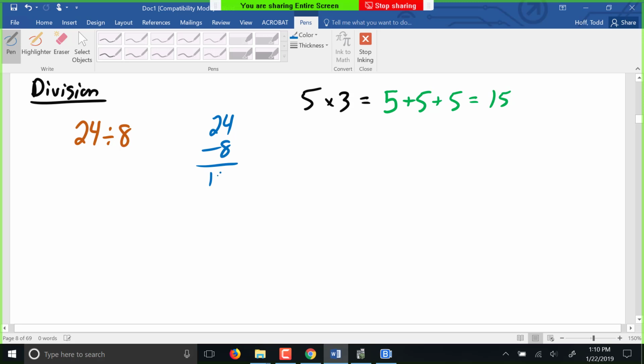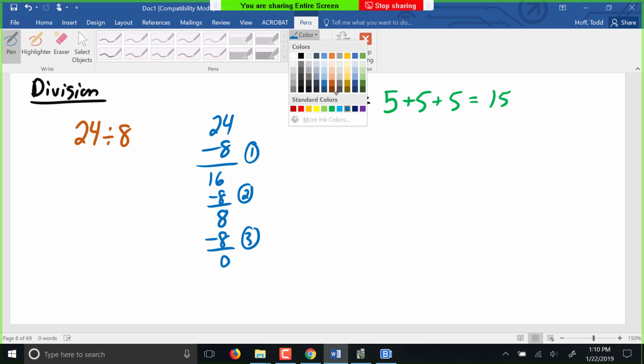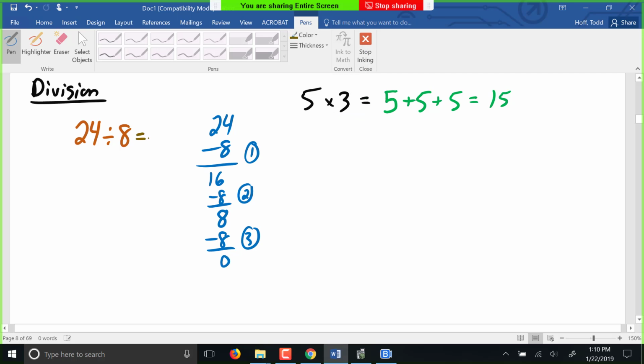24 minus 8, that's 16. I subtracted it once. Minus another 8 is 8. We subtracted it twice. Minus another 8, of course, is 0. We subtracted it 3 times. 24 divided by 8 is 3, because we can subtract 8 from 24 3 times.